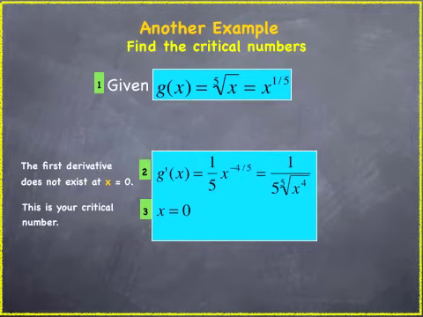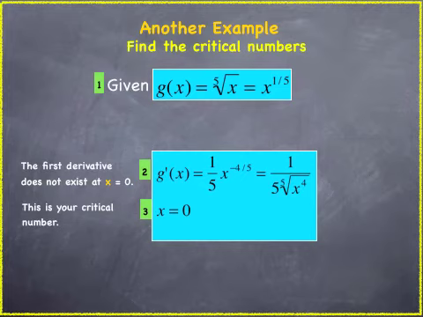In this example, we're also given a function. We happen to have a radical, so we want to change it to an exponential form just to make our derivative easier using power rule. And we do that in step 2. We convert it then back to radical form. And unfortunately, if we set this equal to 0, we're not going to be able to solve.